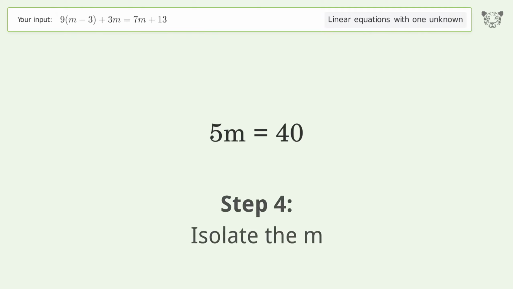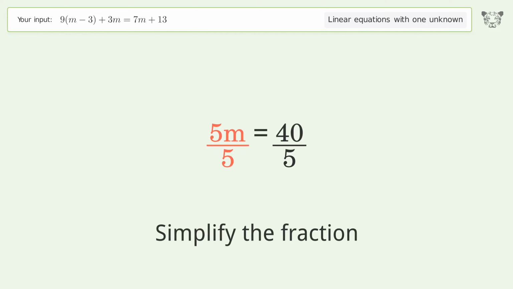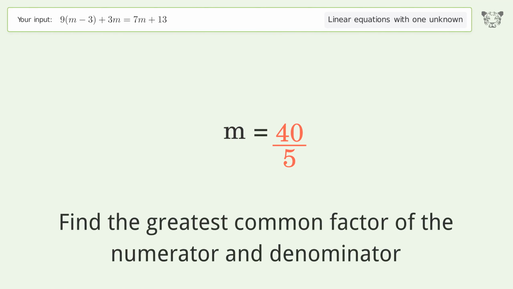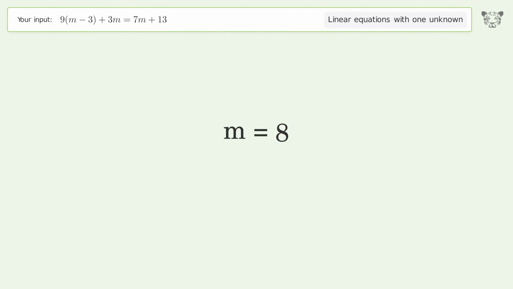Isolate the m. Divide both sides by 5. Simplify the fraction. Find the greatest common factor of the numerator and denominator. Factor out and cancel the greatest common factor. And so the final result is m equals 8.